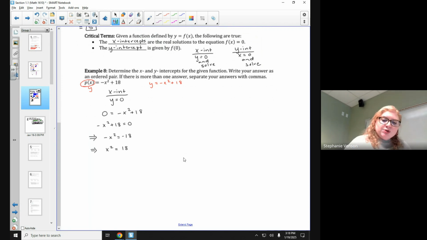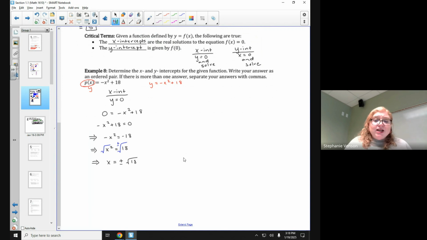And then we're going to square root both sides. But we know that when we square root both sides of an equation, we have to put a plus or minus in front of the numerical side. So that means we get x equals plus or minus the square root of 18. Now that can be simplified because 18 has a perfect square that goes into it.